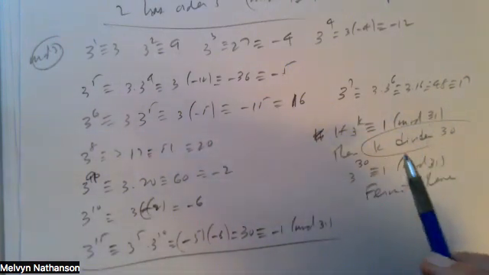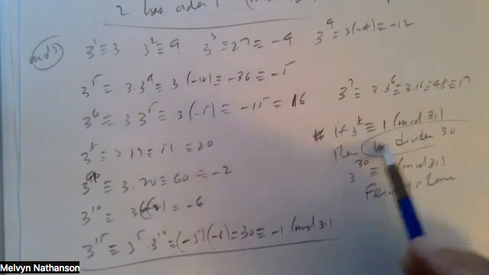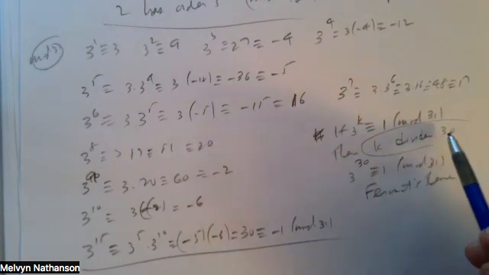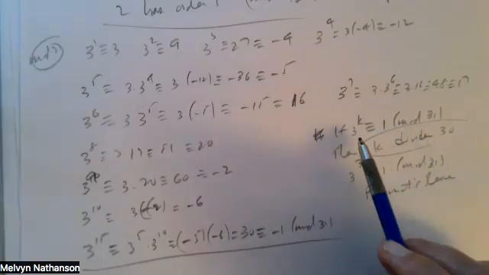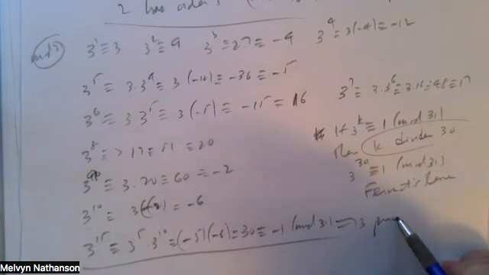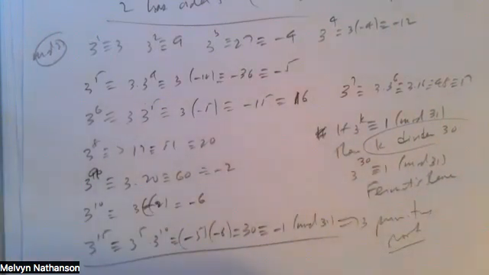So the divisors of 30 are numbers up to 15, and if none of the numbers up to 15 that divide 30 is the order of 3, then the order of 3 must be 30, and so 3 is a primitive root. That's the argument that's used.